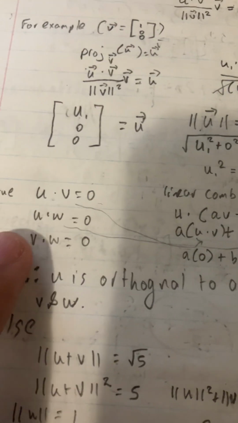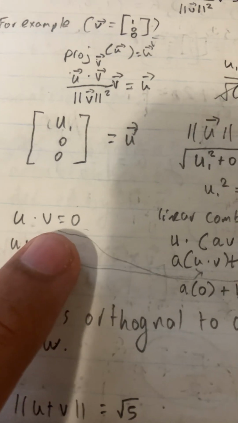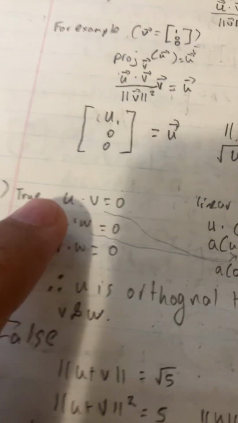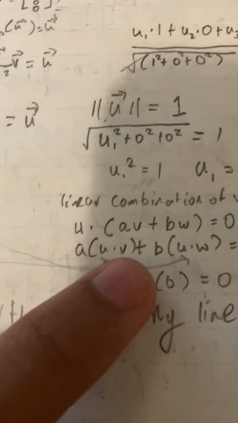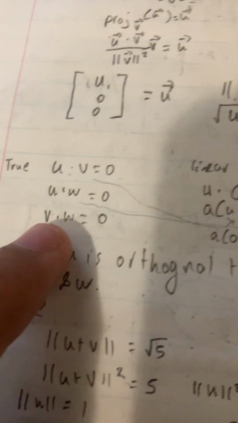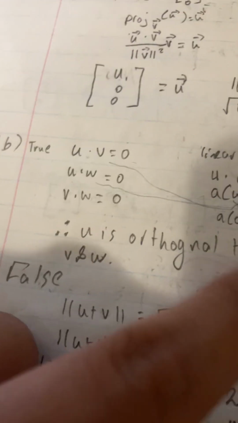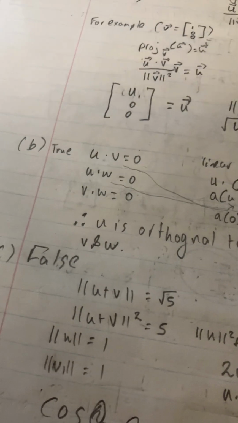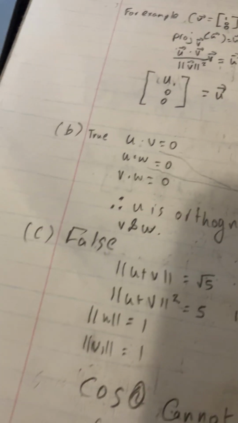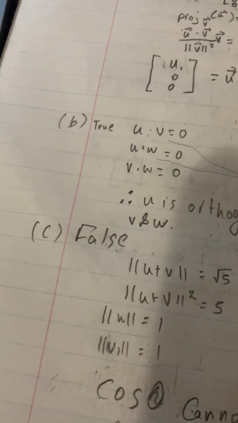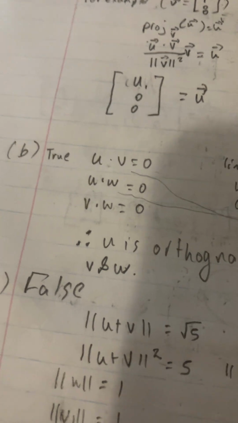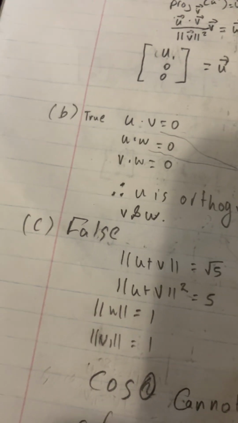And from our original equations, U dot V is equal to 0 because U and V are orthogonal. And U dot W is also equal to 0. So both are going to be equal to 0. Therefore, U is orthogonal to any linear combination of V and W. Right? So that's true.